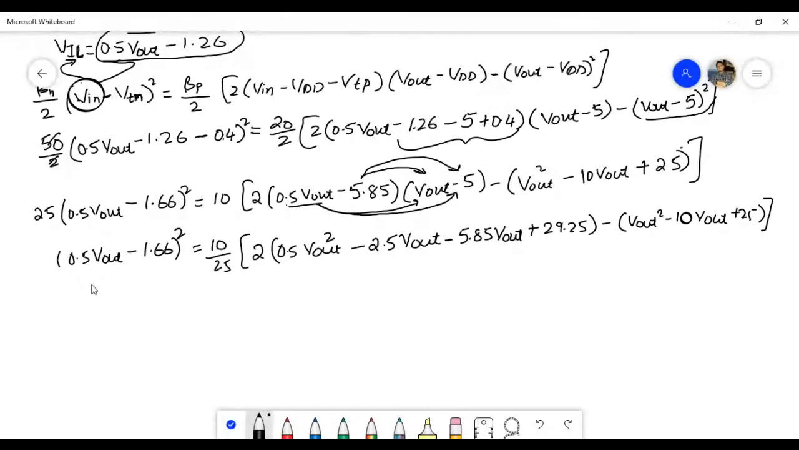Okay, so this 0.5 whole square will be how much? 0.5 into 0.5 will be how much? 0.25 V out square. 1.6 into 0.5 will be how much? 1.66 into 0.5 into 2 will be how much?